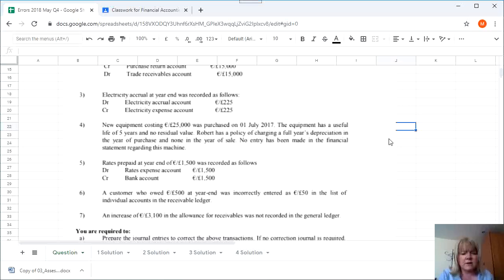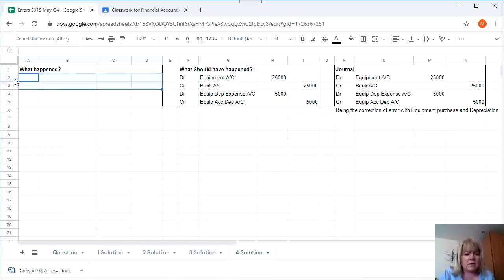So this is our favourite type of error, because if we take a look at it, the what happened section is actually blank. Nothing has happened, nothing has been recorded, and therefore we simply map out what should have happened, and that actually is our solution then as well.